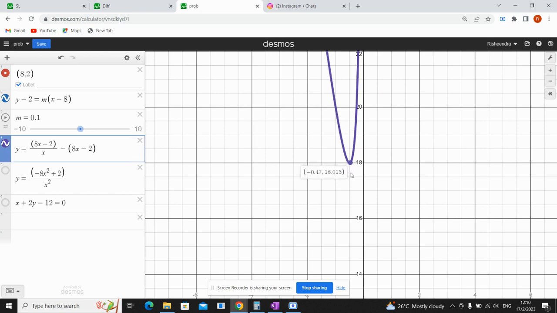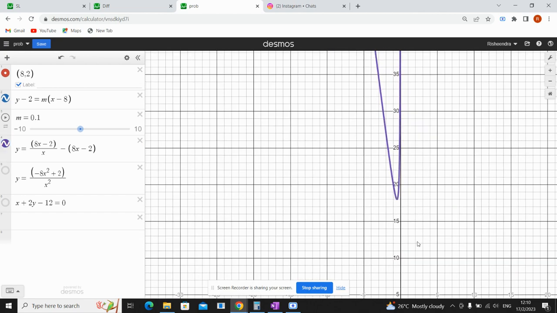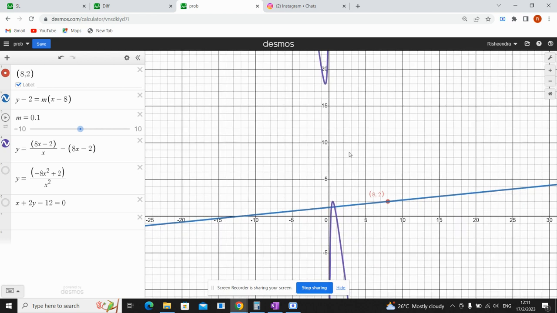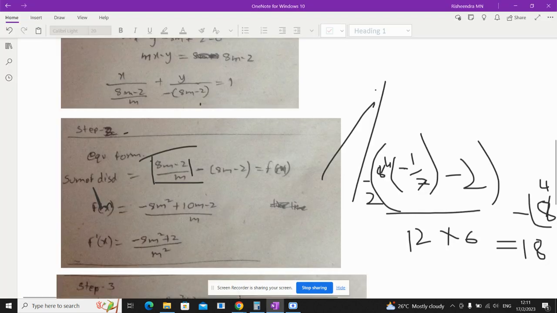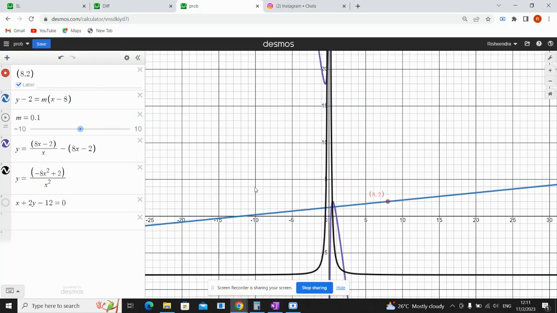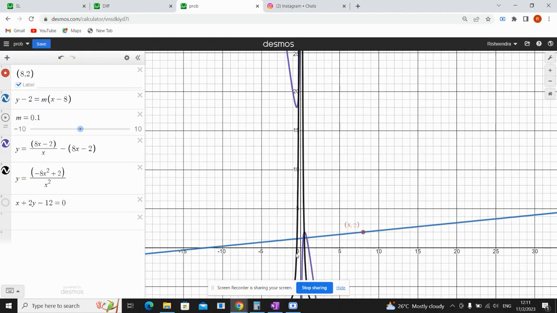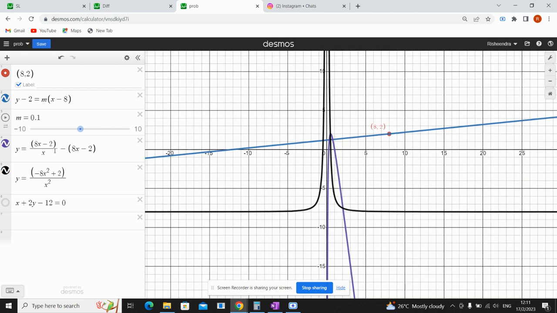By looking at the graph, we can tell that it's 18, but we don't always have graphs in our classroom. So let's just solve it. To solve this, we have to differentiate this. When we differentiate this, we get (minus 8x squared plus 2)/x squared. I differentiated this using the u by v format. When we differentiate it, we get this black line. Look at how this black line moves.